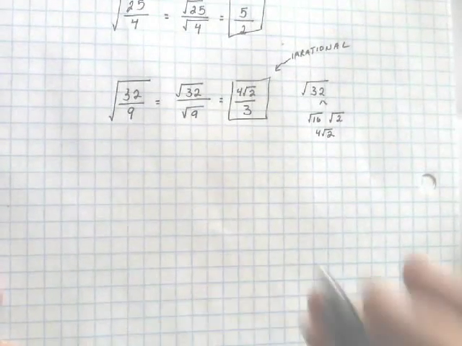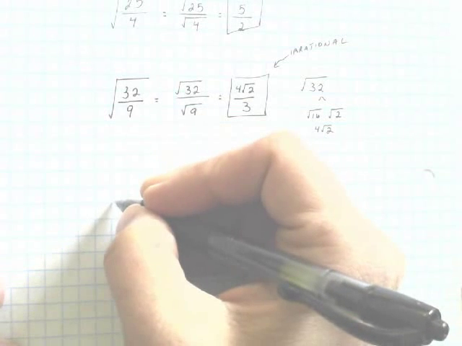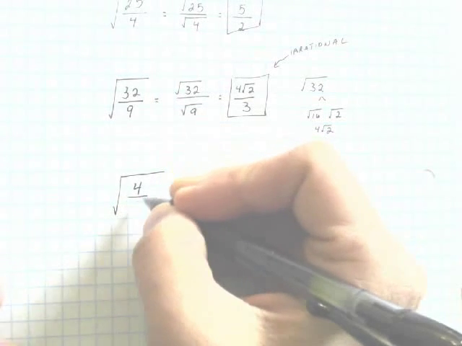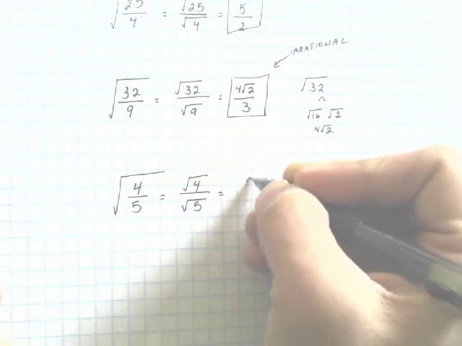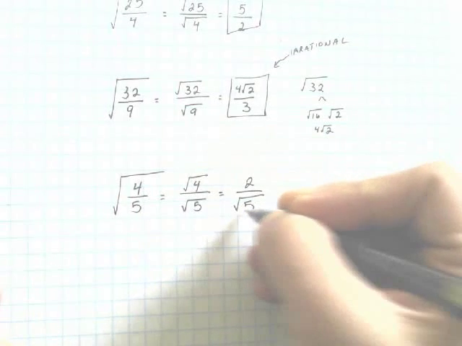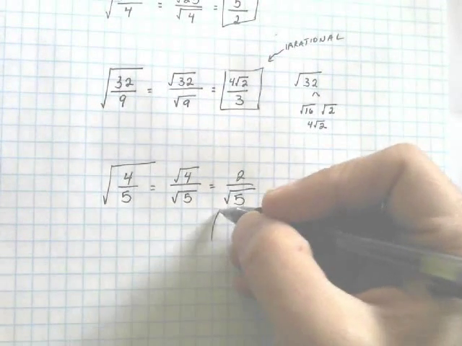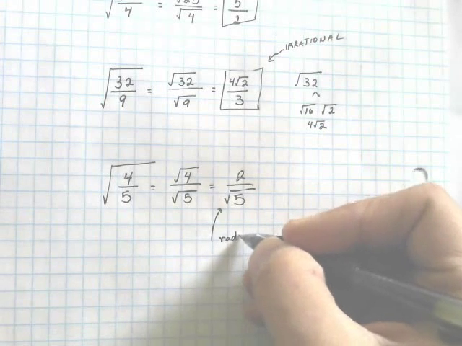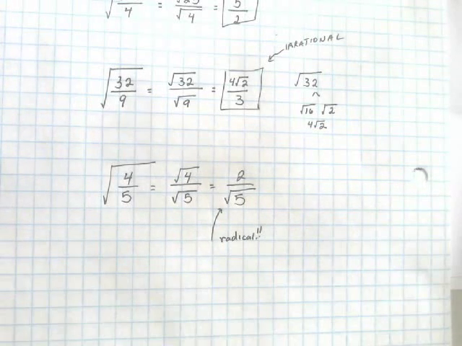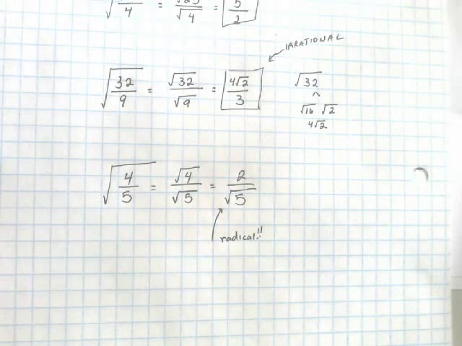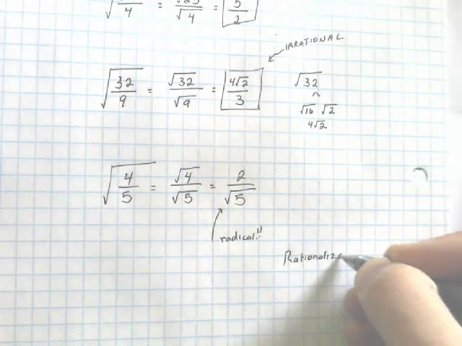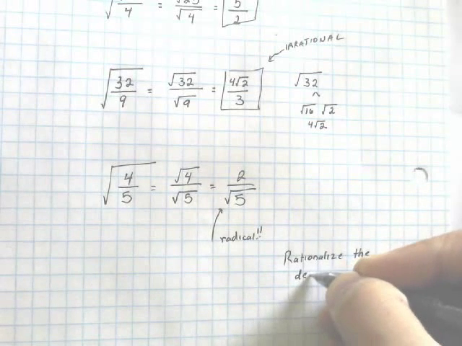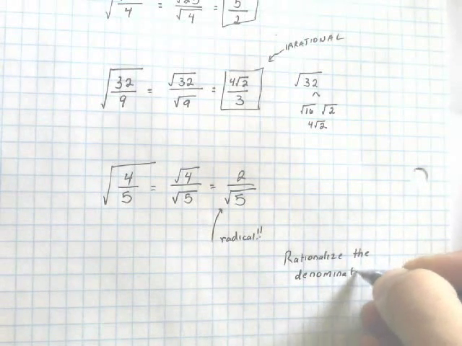Okay. Well, the tricky part is that we could get to something that looks like this. The square root of 4 over 5. That's the square root of 4 over the square root of 5, which is 2 over the square root of 5. And the problem is that my denominator has a radical in it. And in a final answer, we can never have a radical in our denominator. We need to do what's called rationalizing the denominator. Rationalize the denominator. So in other words, to make it rational, I want something in my denominator that doesn't have a radical.